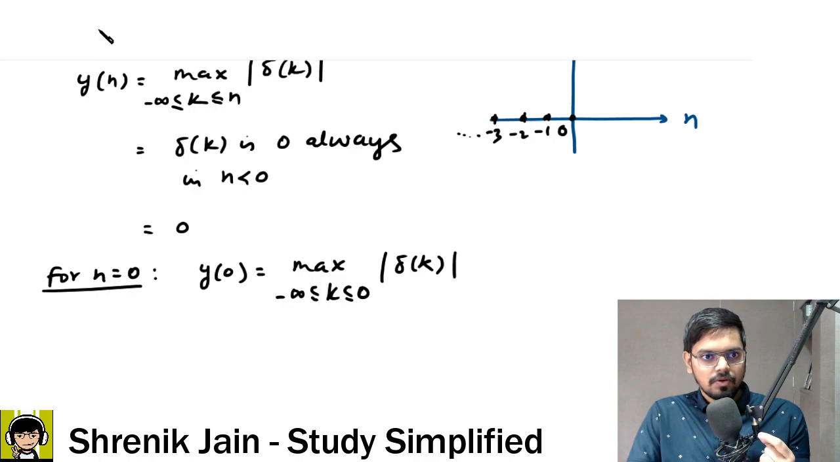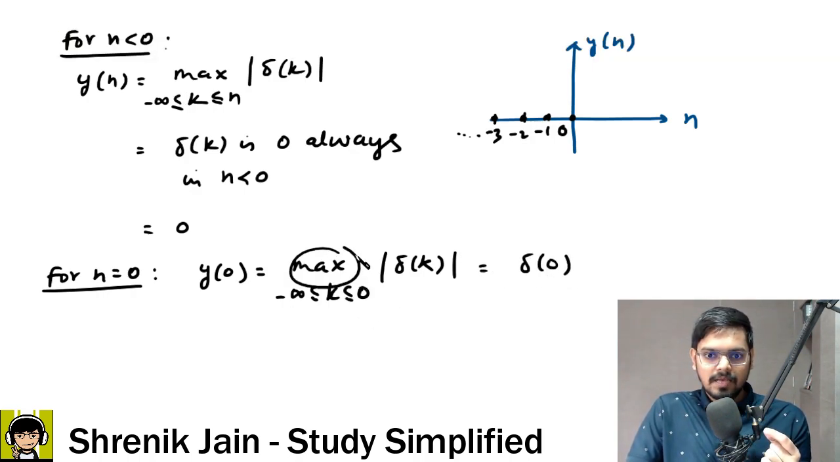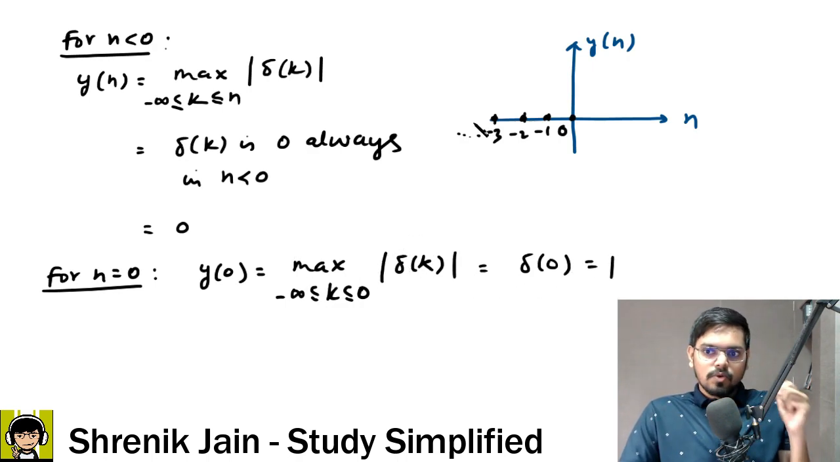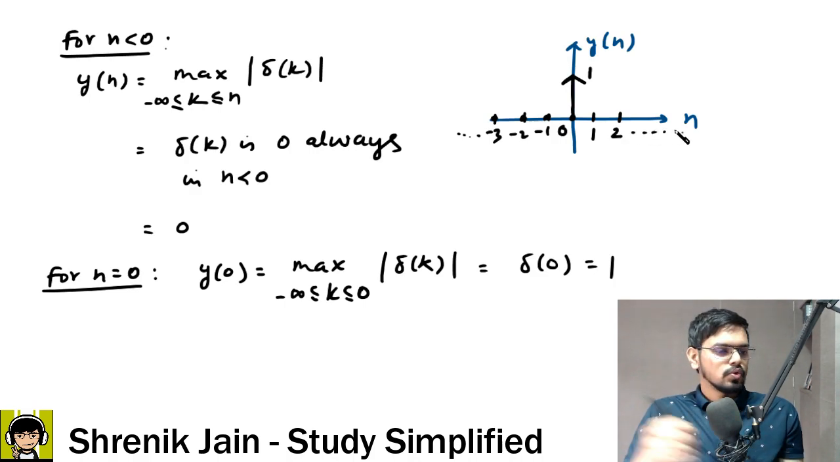Sir, when n is 0, y of 0 is equal to the maximum from these samples, delta of 0, that is equal to 1. Okay, so exactly at n is equal to 0, this y of n is now 1. What about at n is 1, n is 2, and so on and so forth?